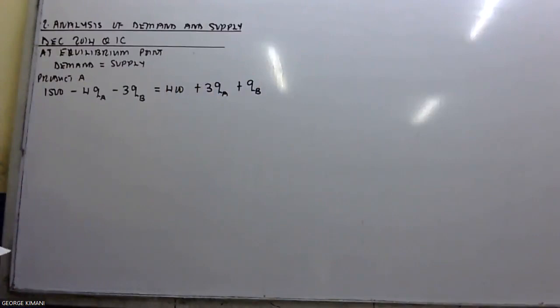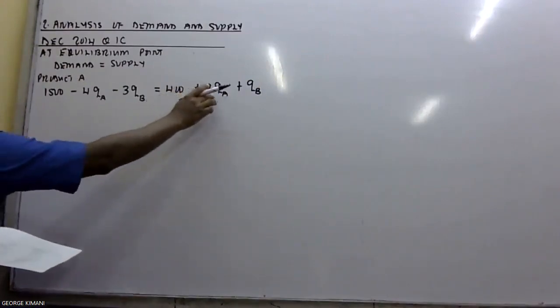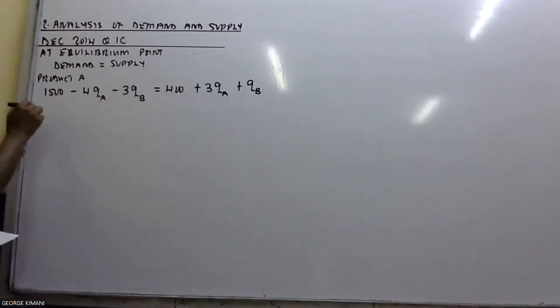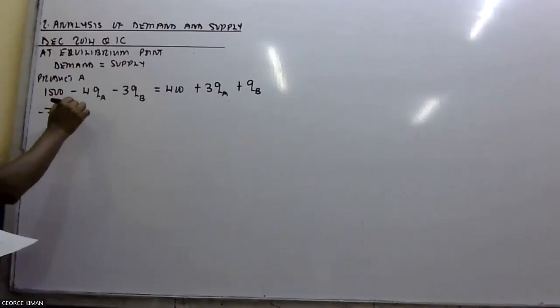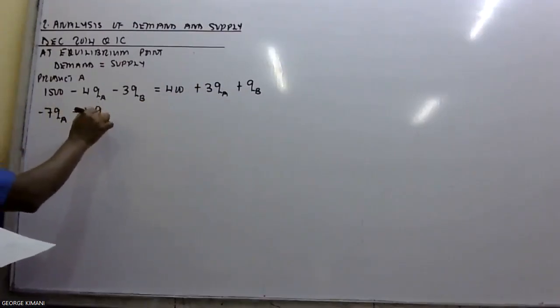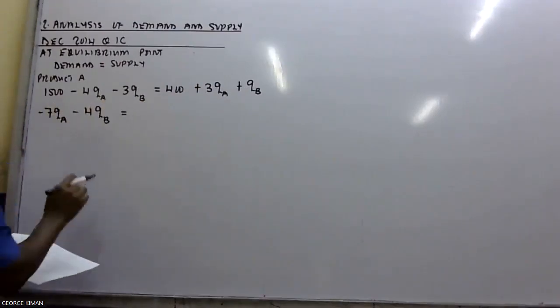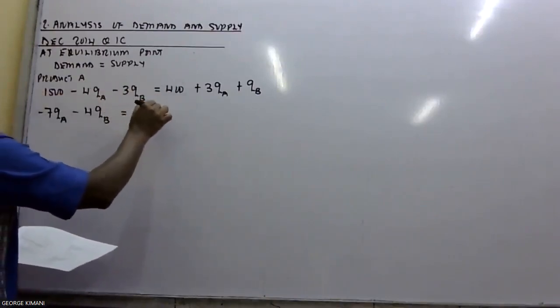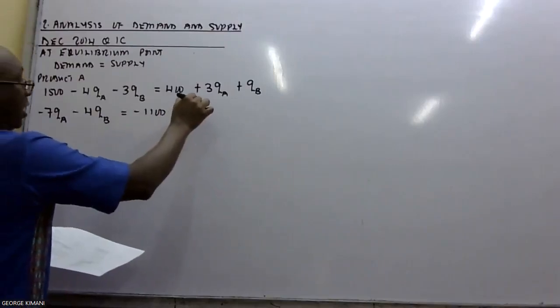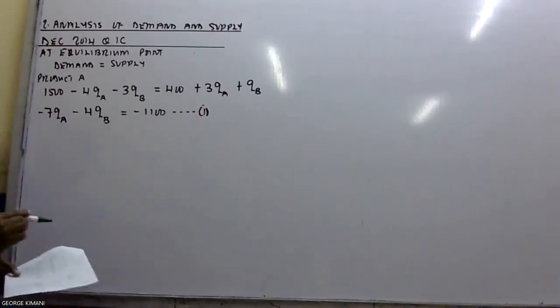We now put like terms together. So this A crosses to join this one so that you are left with minus 7QA. This B and this join, we are left with minus 4QB. And this 1500 and this 400 join, we are left with minus 1100. And that is equation 1.